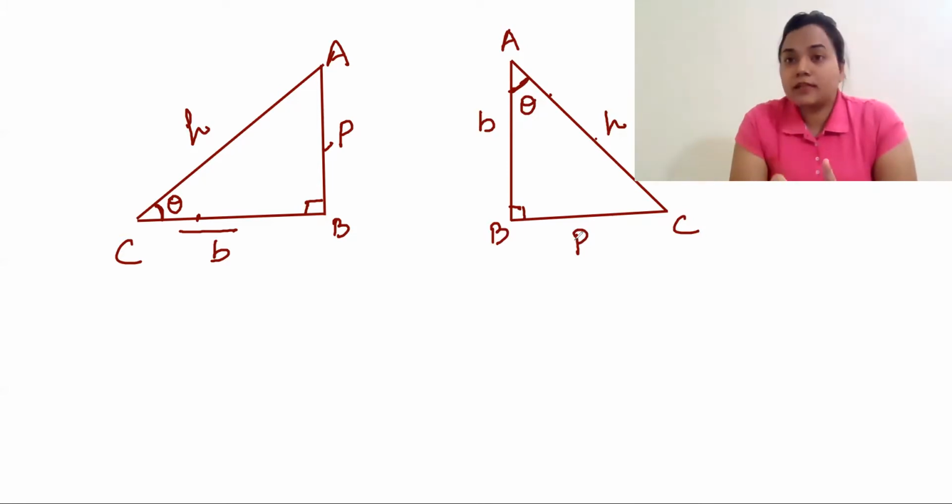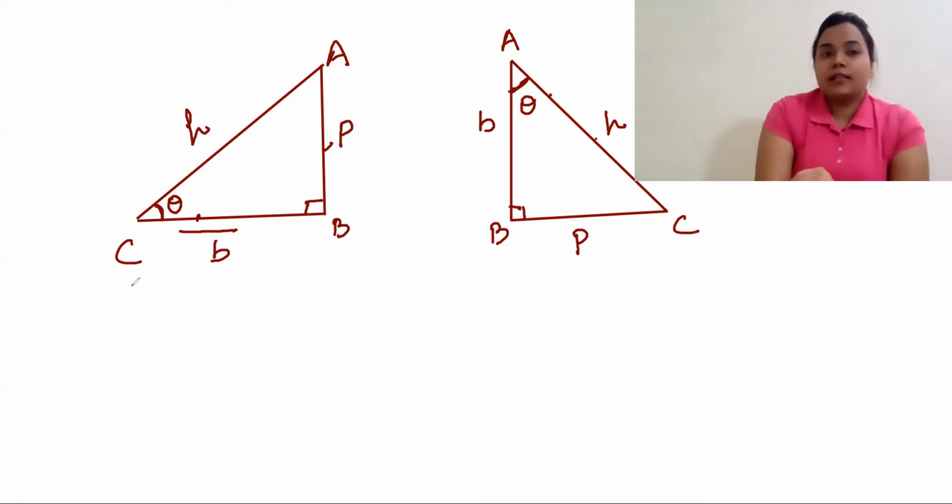So we have to mark the theta first, and then mark the base and perpendicular according to theta. The side which contains theta, or the given angle, is the base and the other side is the perpendicular. I'll show you the answers also get changed. In this case, sine theta will be P by H.